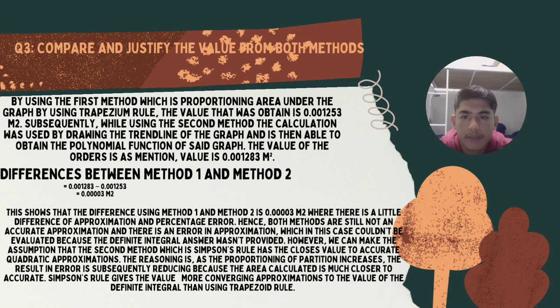Subsequently, while using the second method, the calculation was done by drawing the trend line on the graph and then obtaining the polynomial function of the graph. The value obtained is 0.001283 m2.